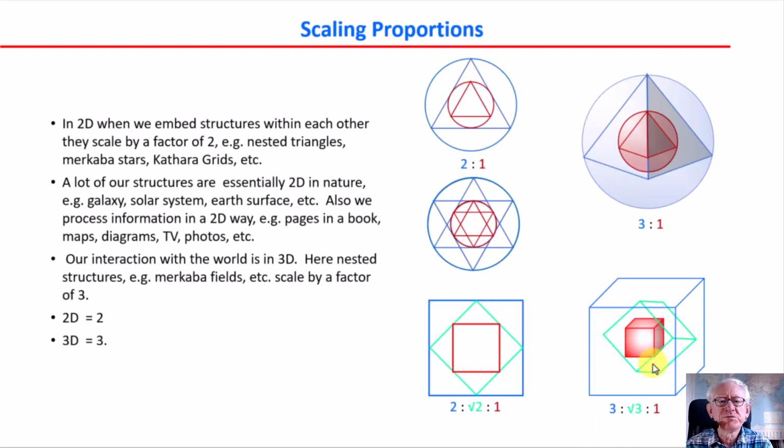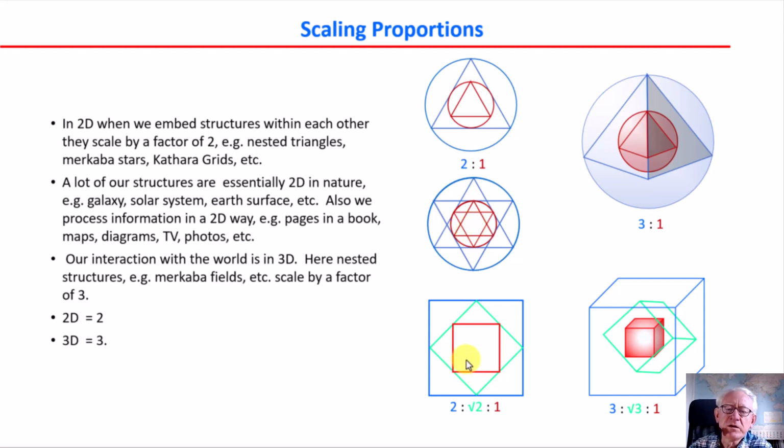Now, for another point of interest, we look at scaling proportions and how they're affected by dimensionality. In 2D, when we embed elementary structures within each other, they tend to scale by a factor of 2. So, for example, if we take nested triangles, we take a triangle and contain it within a circle, and then embed that circle within the bigger version of that triangle, the scaling between the smaller and the bigger triangles is 2. Likewise, if we take a Merkaba star, the six-pointed star, and embed that completely within a bigger version of itself, the proportions between the two are 2 to 1.